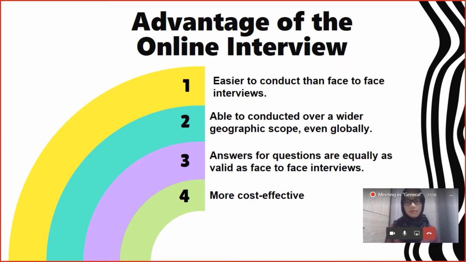The third one is that the answers to questions are equally as valid as face-to-face interviews. All the questions we asked and the answers we received were effectively delivered to us without any obstacles, just like a face-to-face interview. The last one is that it is more cost effective. We don't need to spend anything on this online interview session. We just need our devices such as laptops or mobile phones with a stable internet connection.